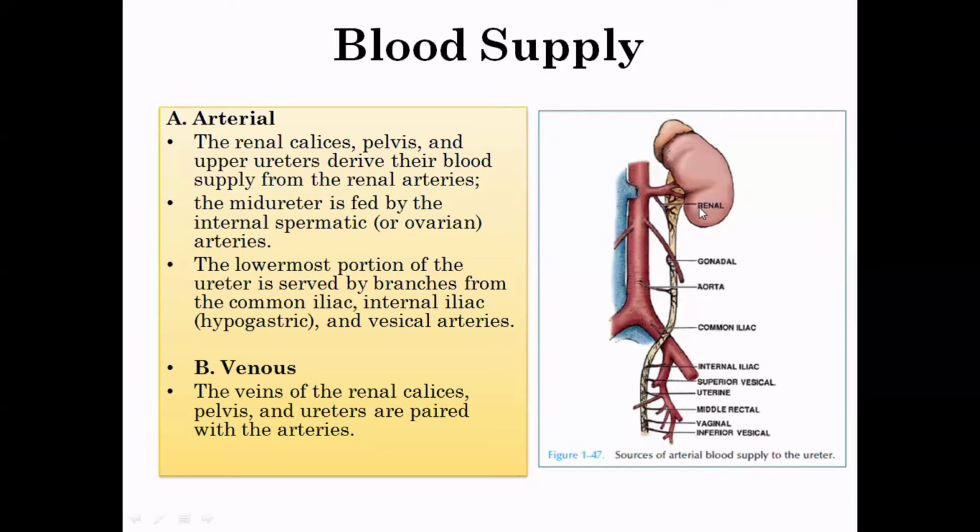If we start from the renal artery, it can give, the gonadal artery can give. It can be a direct branch from the aorta. This is common iliac, internal iliac, superior vesical, uterine, middle rectal, vaginal, so many things. So we have to take it lightly. The abdominal part is here, and it can be given by this, and the pelvic portion is given by these branches.